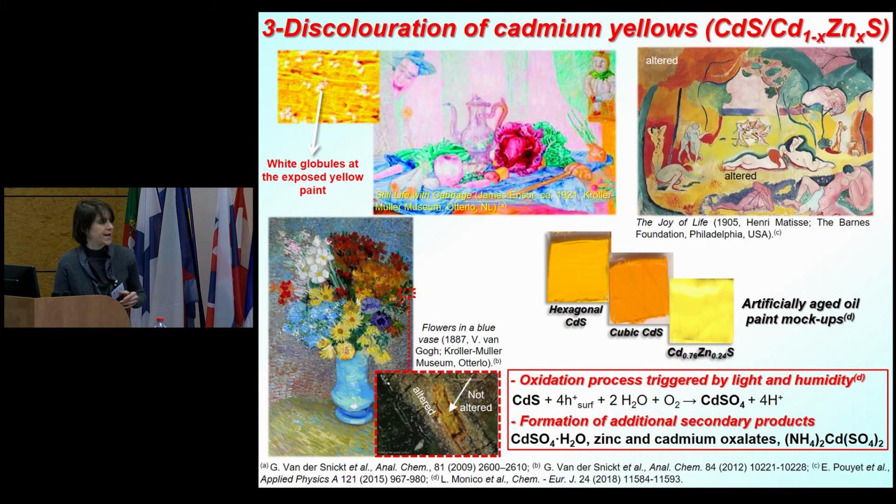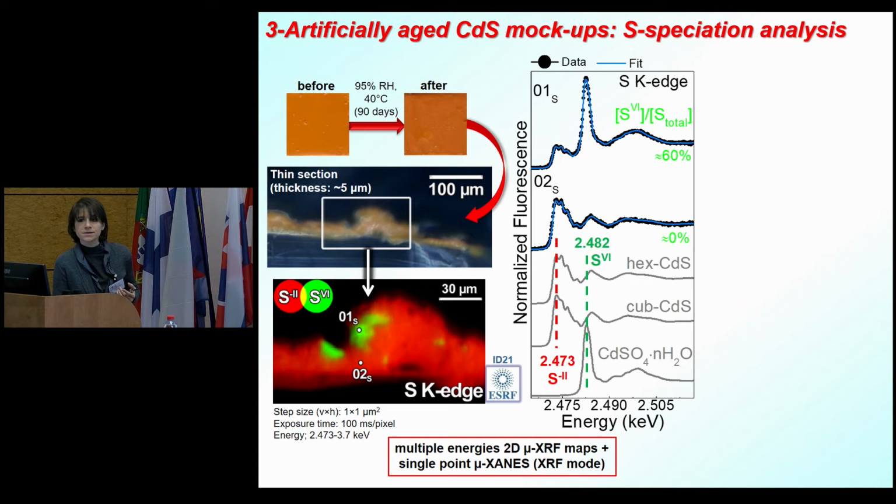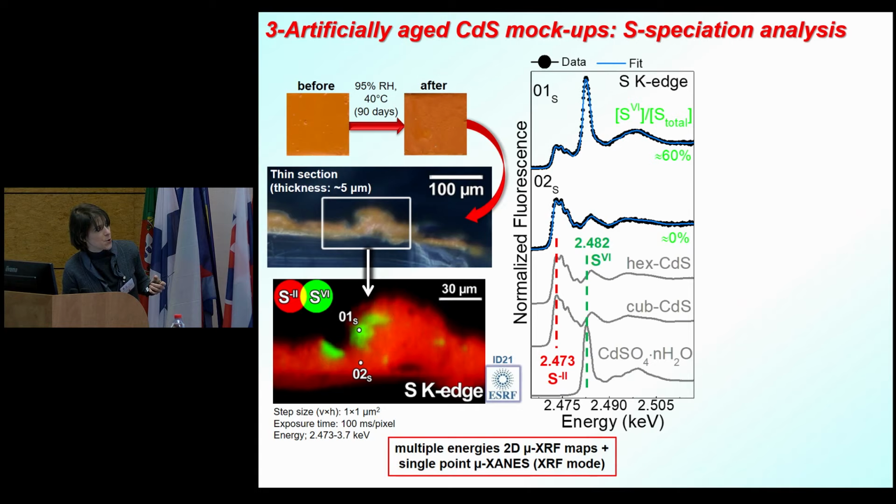Marine yesterday explained that sulfur K-edge XANES spectroscopy is a good technique for monitoring the distribution of different sulfur species. Here you can clearly see in these artificially aged mock-ups the presence, after artificial aging, of sulfate as globules inside the sulfide-rich matrix. This discrimination by a simple multiple-energy micro-XRF map is quite simple because the XANES spectra show clear differences. Here you have mainly the sulfate excitation, here you have mainly the sulfide excitation.